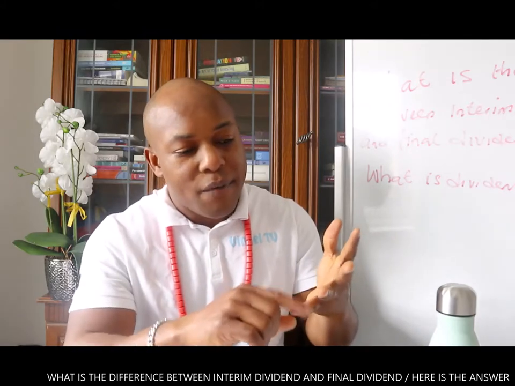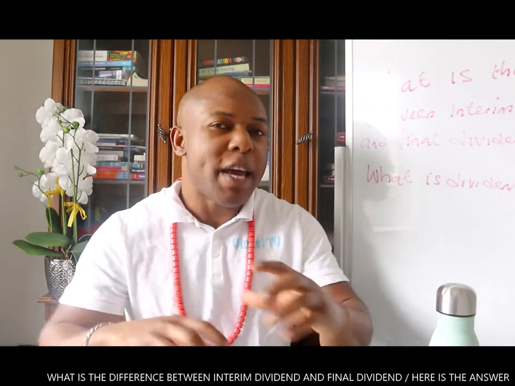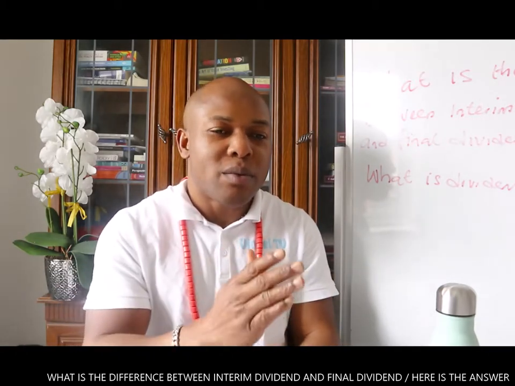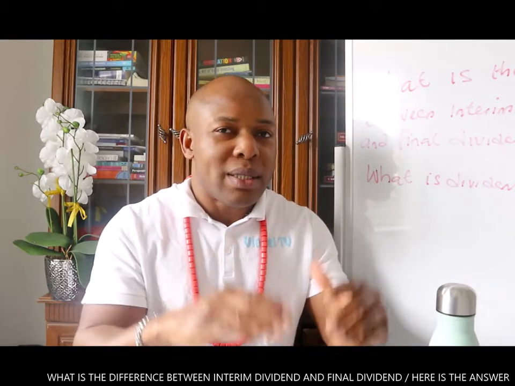Then in that 4 times a year, they might decide to pay interim dividend. So interim dividend is something they pay in between. Maybe from January to June, after the accounting, they did an audited account.